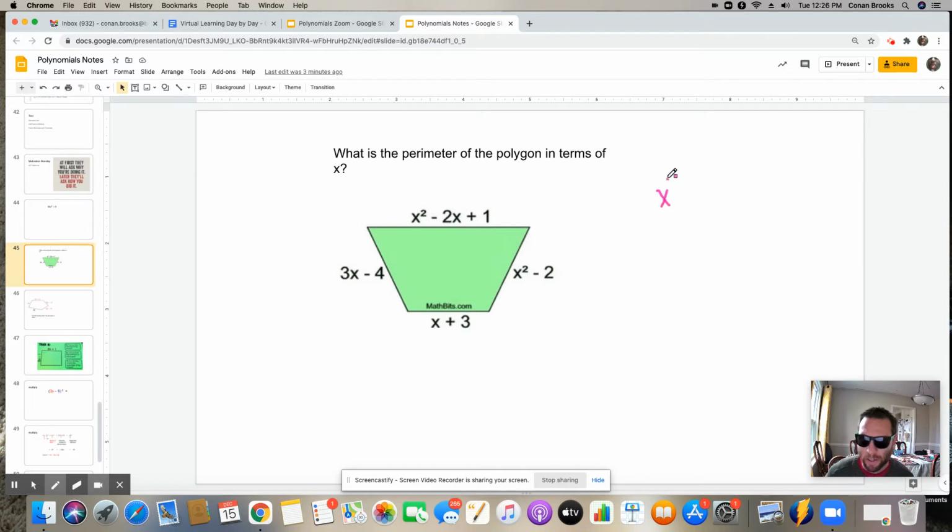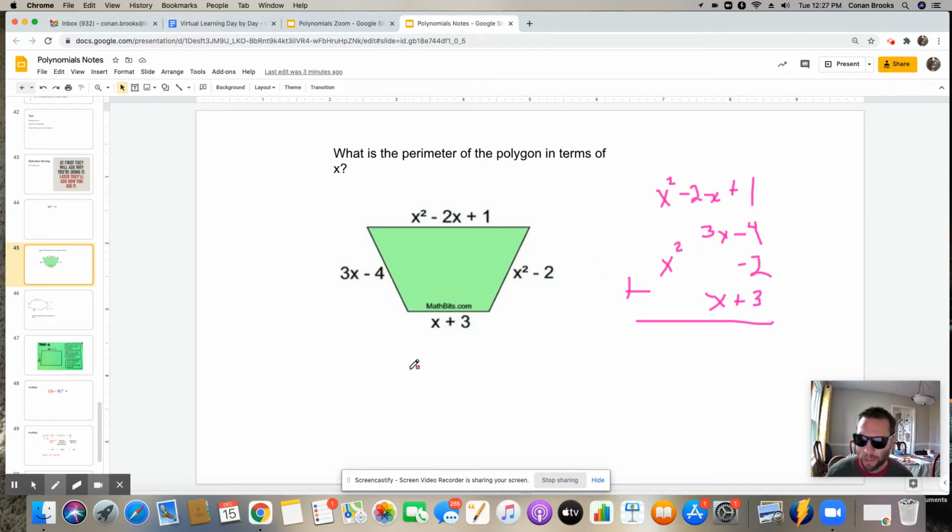All right, so what I'm going to do is add up the sides. The first side is x squared minus 2x plus 1. And then the second side is going to be 3x minus 4. And these are in no order. And then I'm going to do x squared minus 2 and x plus 3, and we are going to add all these together. Okay.